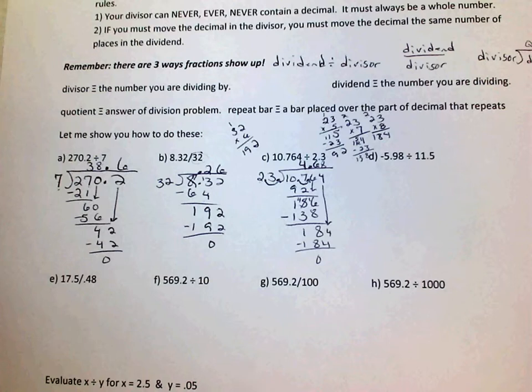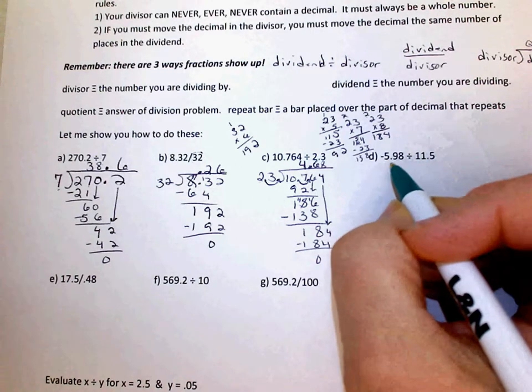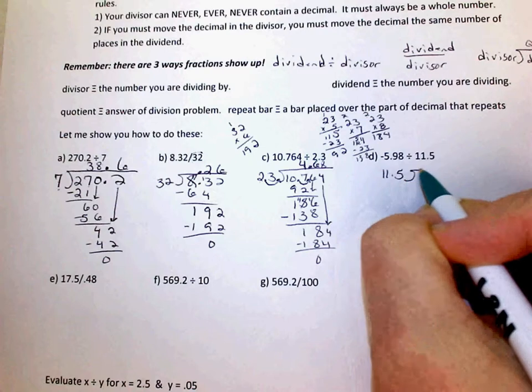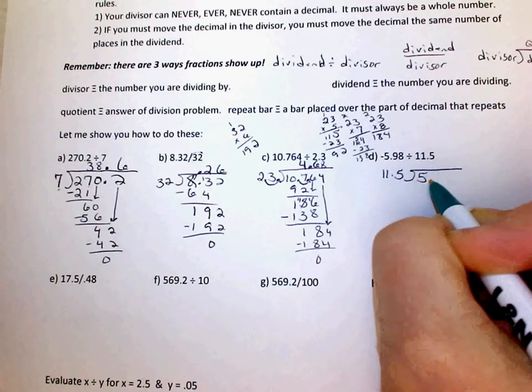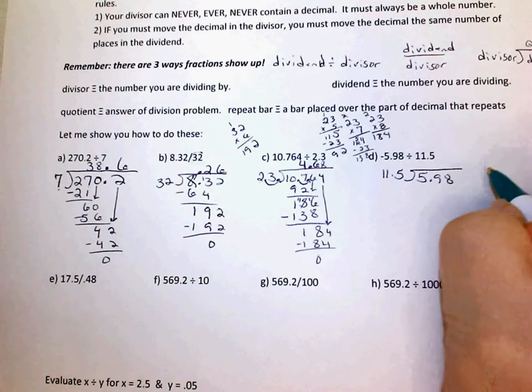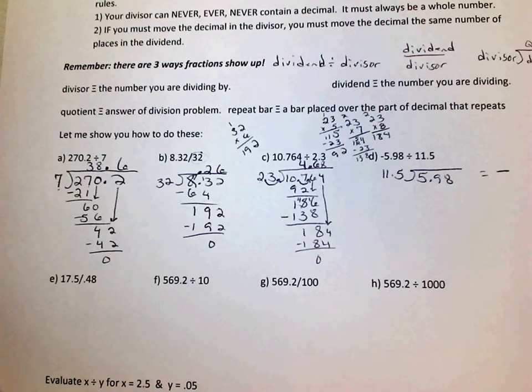Are you getting the idea? I hope so. Now, 11.5 into 5.98. Notice I did not put the negative. You just carry the negative into your answer.